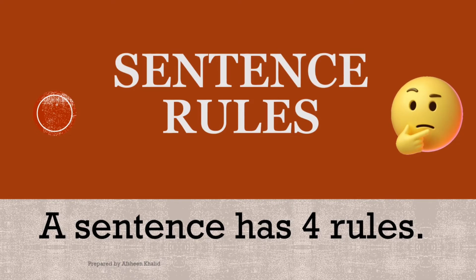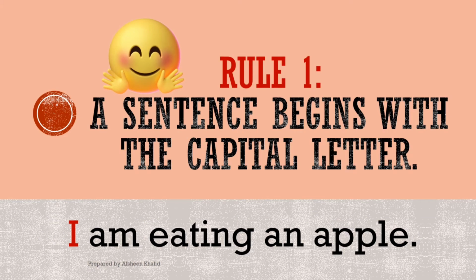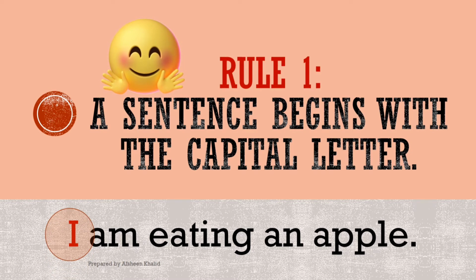Sentence rules. There are 4 rules. Rule number 1. A sentence begins with the capital letter. I am eating an apple. Sentence start with I, so I should be capital.